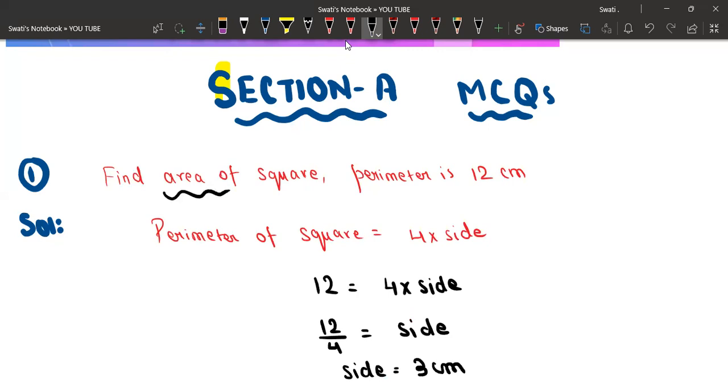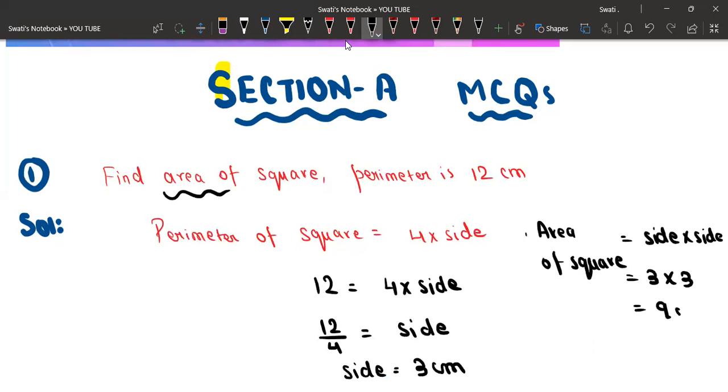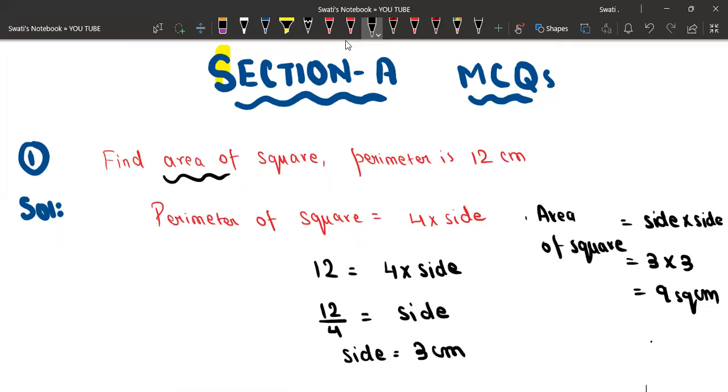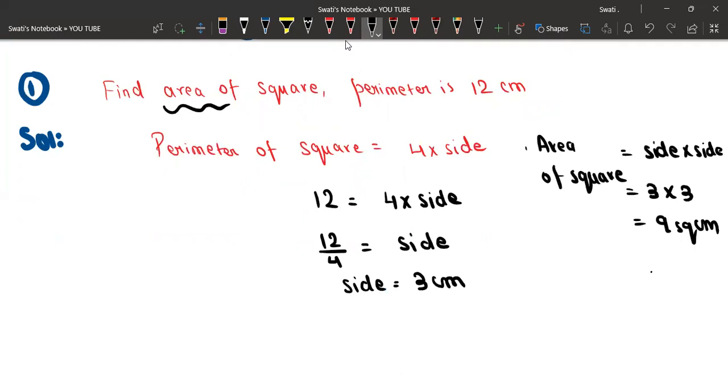Now I have to find the area of the square, right? So for the area of a square, we all know the formula. Area of a square is side into side, right? In a square, all the sides are equal. And to find out the area, the formula is side times side. So side we have 3. So 3 times 3, that is 9. The unit is square centimeter. Remember, the area unit is square units. All right, so now we can go to the next question.